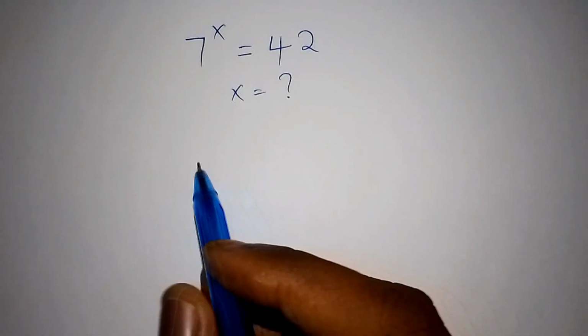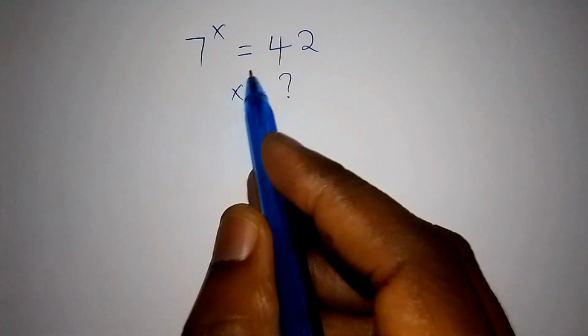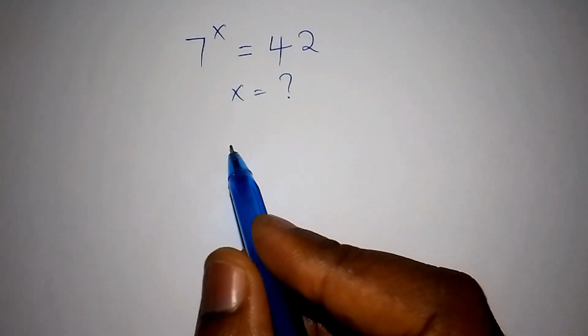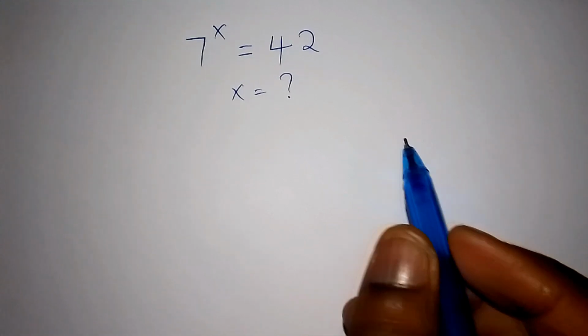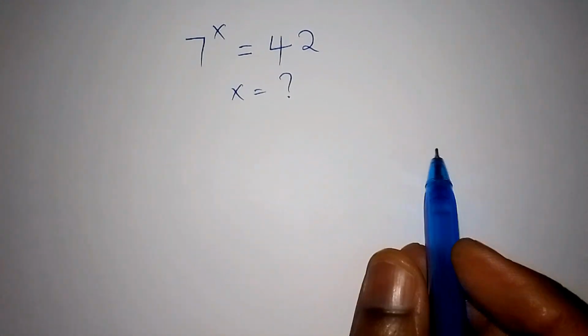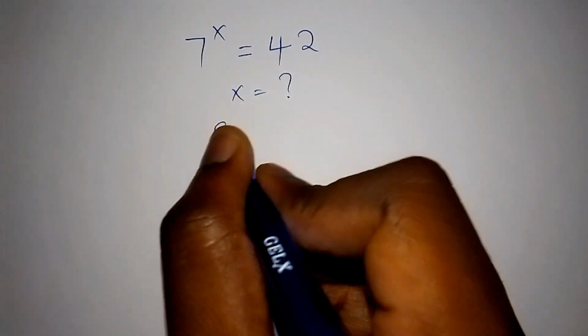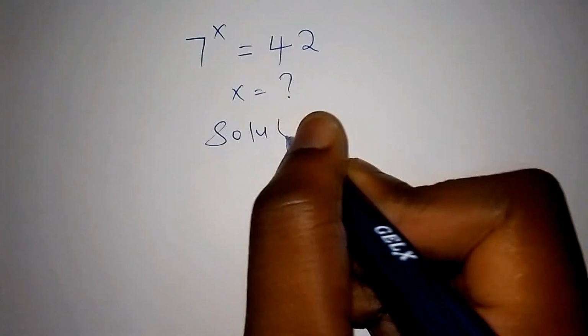Today I want us to solve this: 7 to the power of x is equal to 42. I want us to take the shortest time possible to solve this maths problem, so make sure you watch this video to the end. Let's begin with our solution.